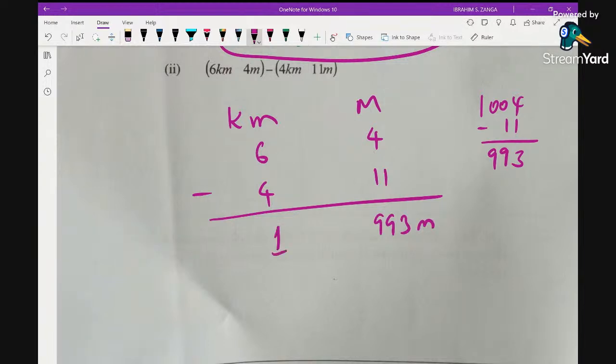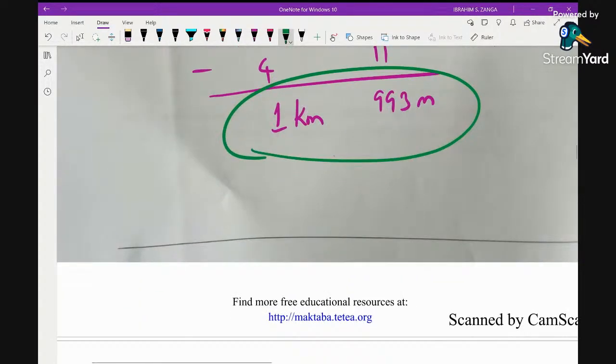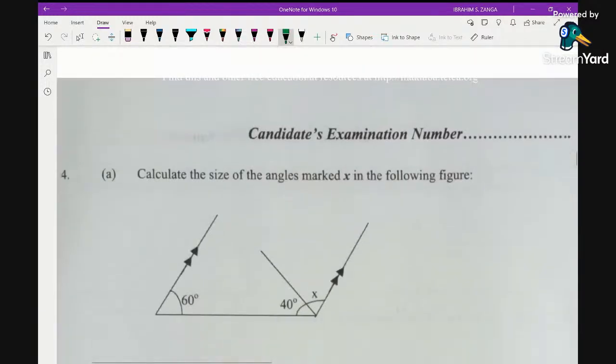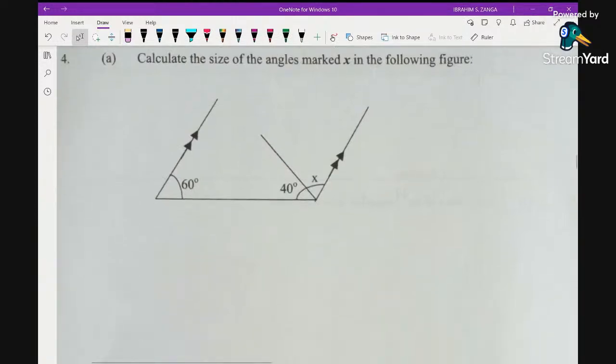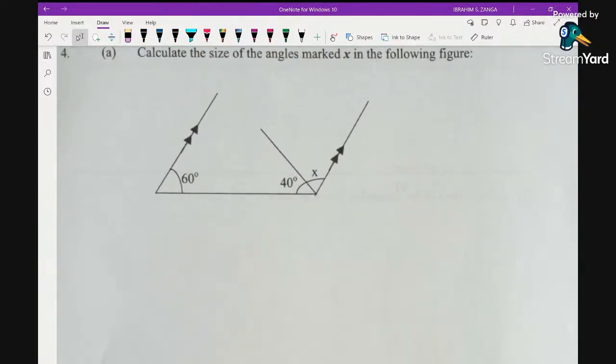5 minus 1, it is 1 kilometer. So that is our final answer, 1 kilometer and 993 meters. Question number 4, calculate the size of the angles. Mark the X in the following figure. So we have 2 lines which are parallel here, of course. 2 lines which are parallel.